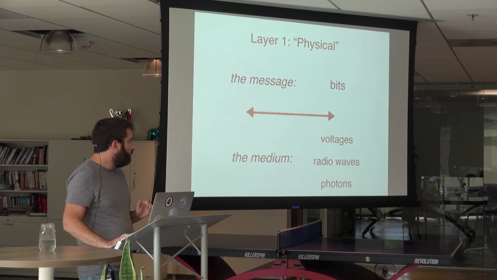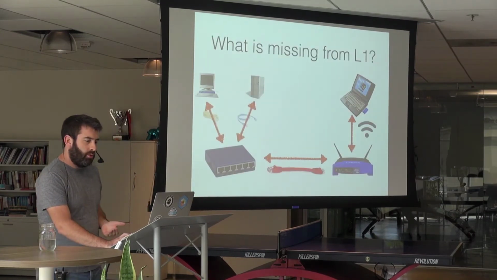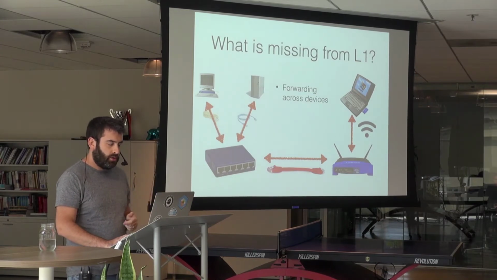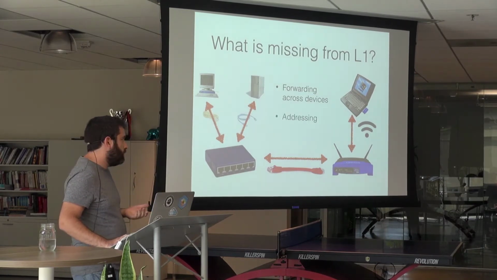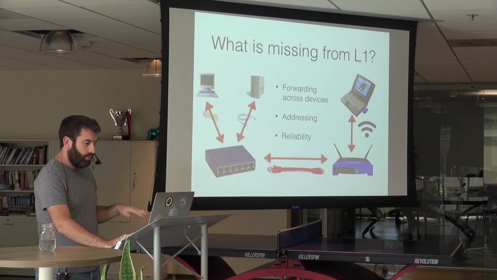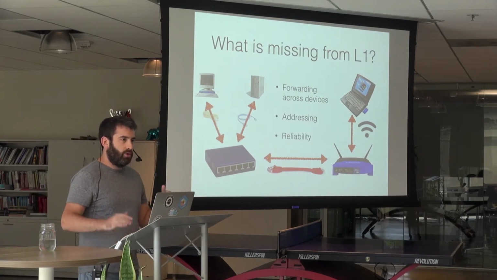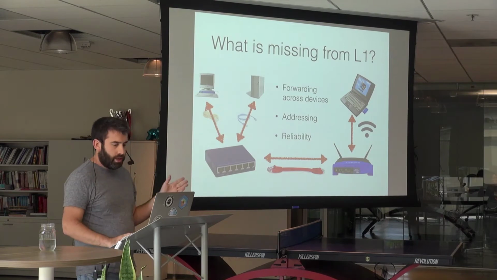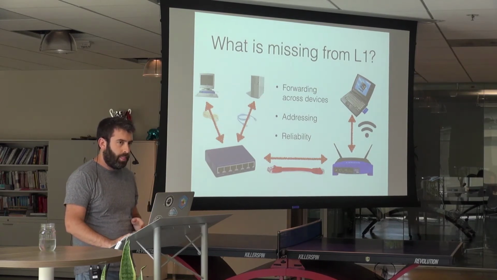And there is a lot that's missing from layer 1. We're not talking about how to forward data across more than one device. There's no concept of addressing in this layer. And there's no reliability at all. So these are all motivations for going higher in the networking stack to address some of these issues that aren't addressed with the physical layer of the network.